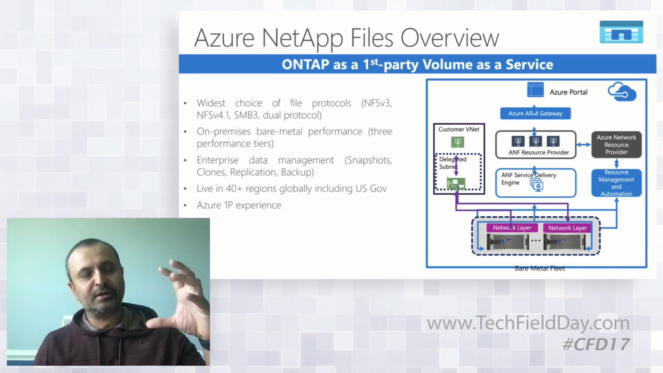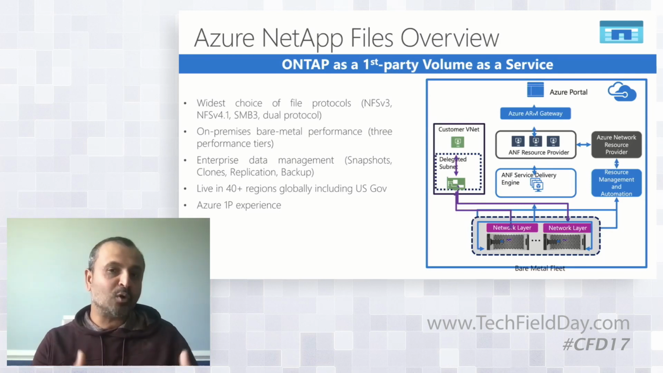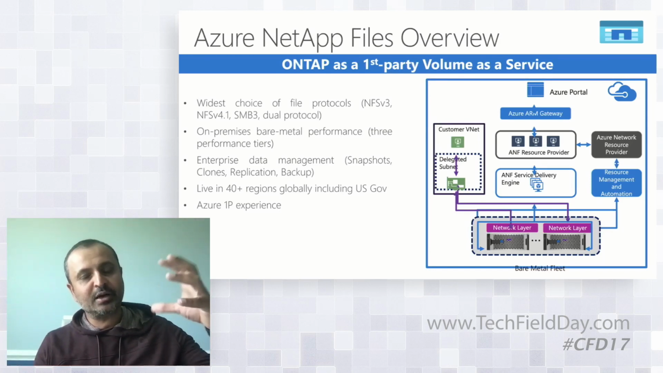The second component, think of it as new IP that the two companies co-develop, which integrates the filers into Azure Data Center, into Azure's SDN, so that volumes created on ONTAP show up as local VNet entities. And third layer is the distributed control plane.